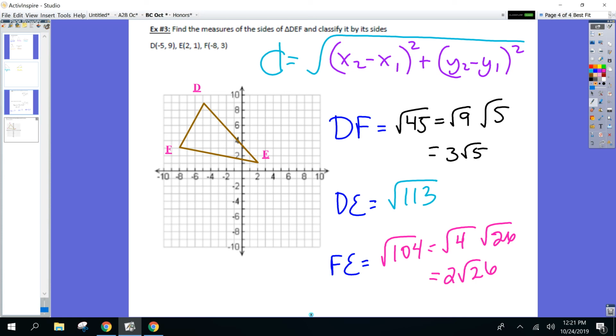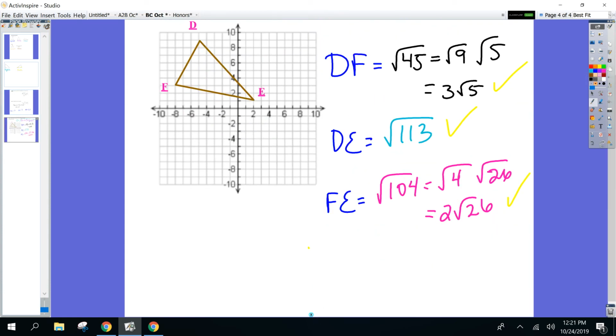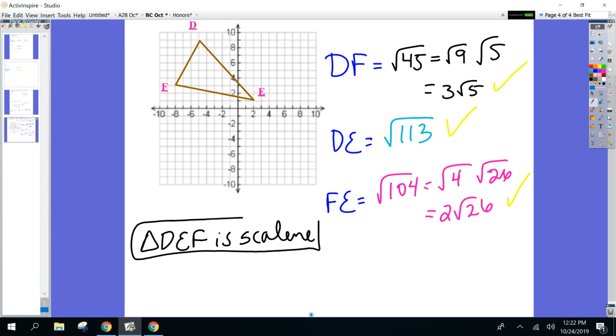Any questions on finding the sides before we find what type of triangle it is? All right, so I have 2 radical 26. I have radical 113 and 3 radical 5. Are any of those congruent? Nope. So we'll say that triangle DEF is scalene. Yes. Triangle DEF is scalene. Didn't say explain, so I'm just going to leave it. And really, here's our explanation right here, all that work we just did with distance formula.